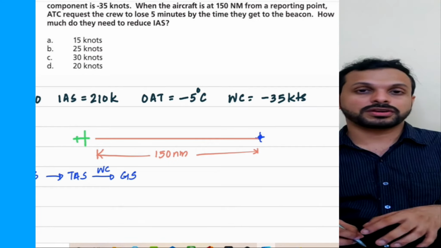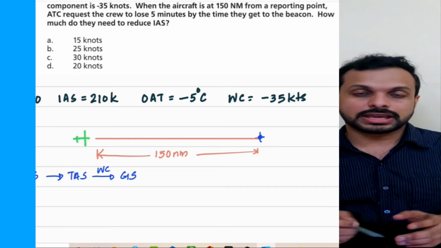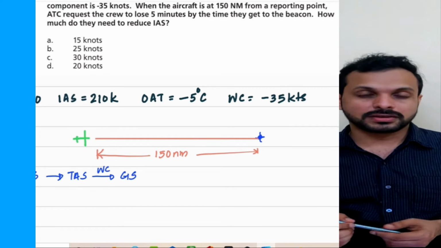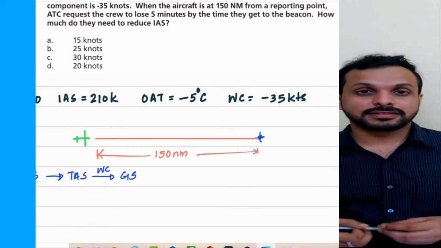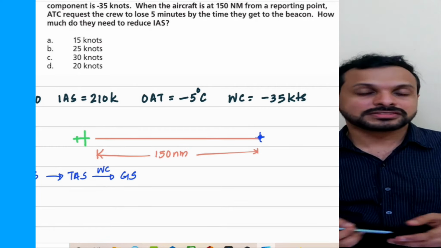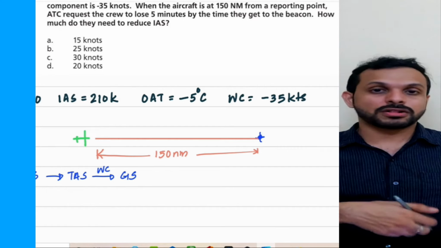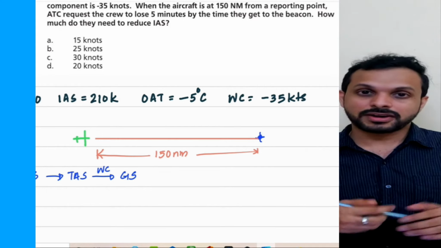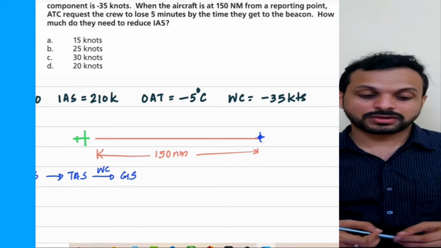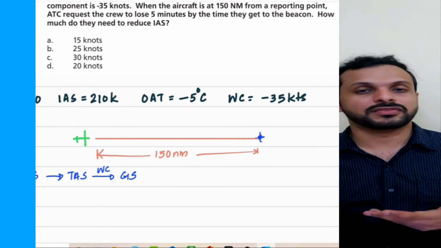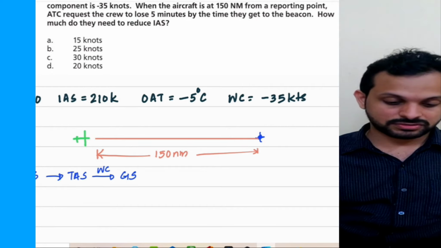Now, what we are trying to do here is find out how long it would take for the aircraft to reach the beacon if it had flown with the normal ground speed. And then we add 5 minutes to it, because we are supposed to take 5 minutes longer, and then we reverse it all the way and find the ground speed, and then we find the TAS using the same wind component, and then we find the indicated airspeed which is asked in the question, and then we find out how much to reduce. That's one way of doing it. Okay, so let's do that.